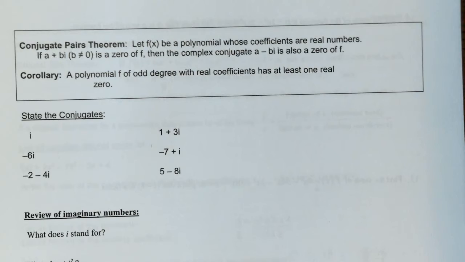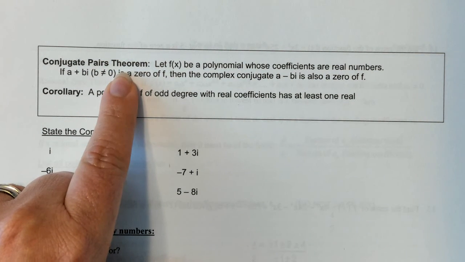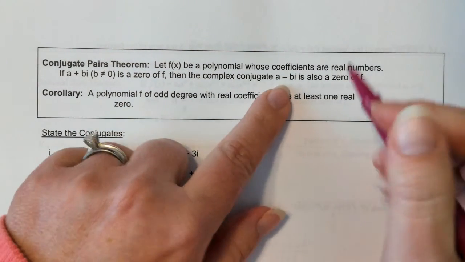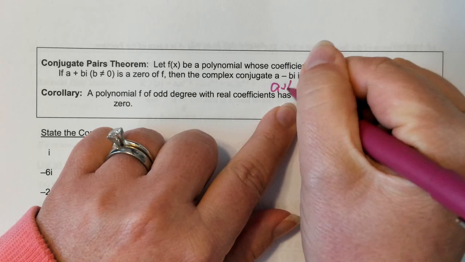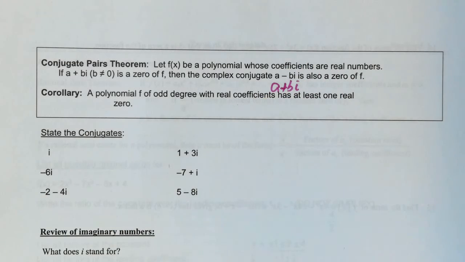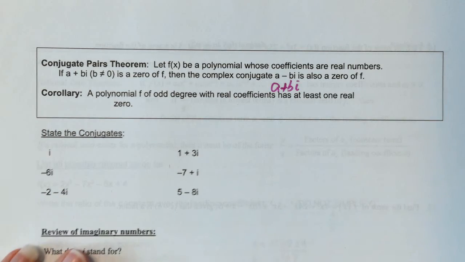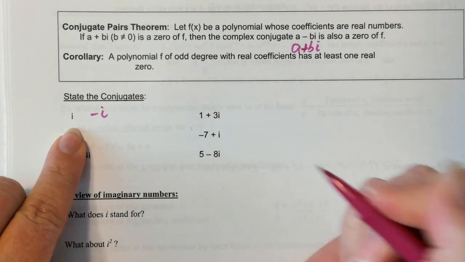Notice, imaginary zeros always come in pairs. That's a theorem called our conjugate pairs theorem. Okay? So if a minus bi is one of your zeros, then the other one will be a plus bi. So exactly the same numbers, a and b, except one will have a plus, one will have a minus. Okay? So if i is one of your zeros, the other zero will be negative i.